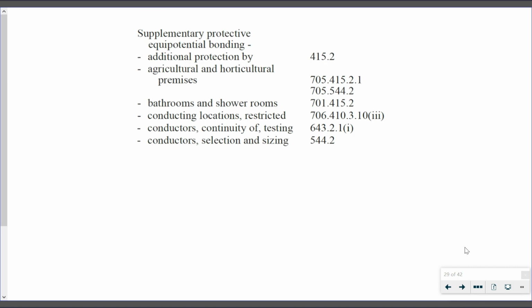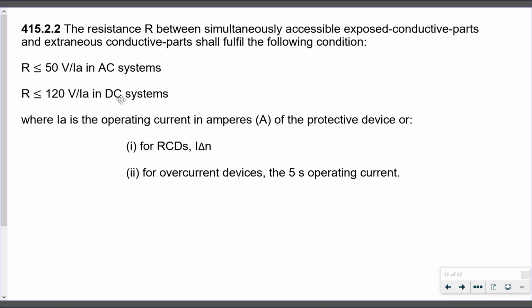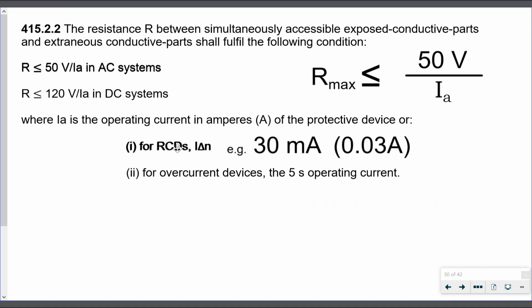That takes us to 415.2. If you look in 415.2, you'll see the second regulation, 415.2.2, gives us the maximum resistances that we can have. For AC systems, we use 50 volts divided by IA, and for DC systems we use 120 volts. So what is IA? IA is the operating current in amperes. For RCDs providing additional protection, we would use 30 milliamps, so 0.03 of an ampere, whereas with a fuse we use the 5-second operating current, and we find that in Appendix 3.